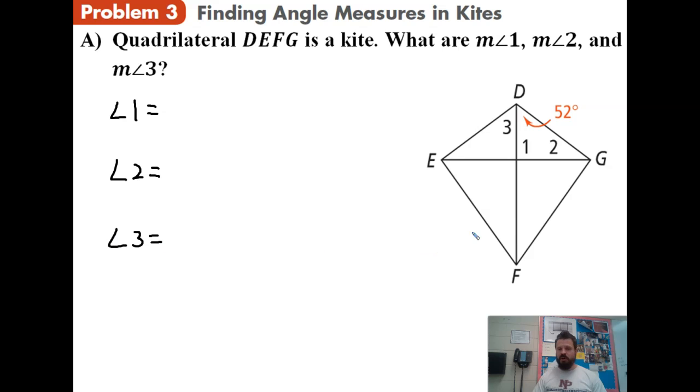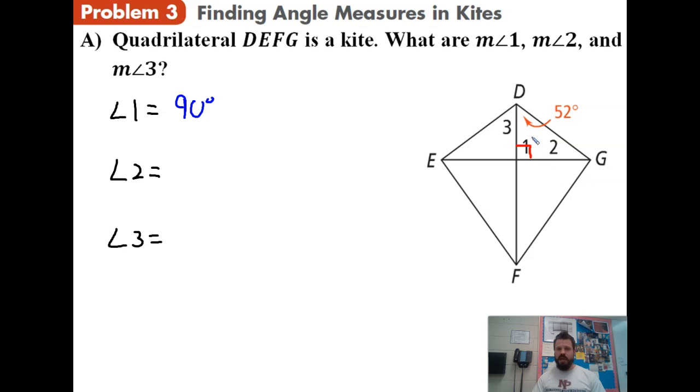Okay, with this one I'm going to start off with where the diagonals come together, angle 1. The property we just gave you said that the diagonals of a kite are perpendicular, therefore angle 1 is 90 degrees. And once I have that, I can find my other angles.